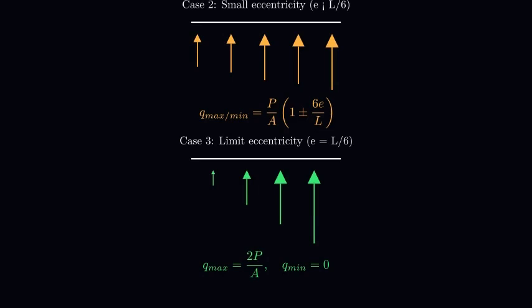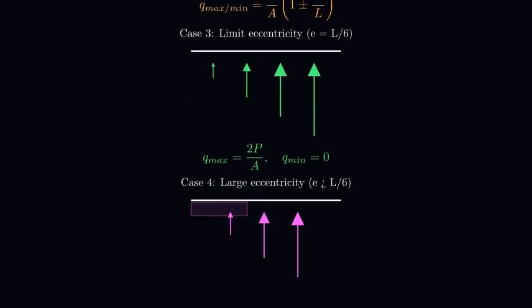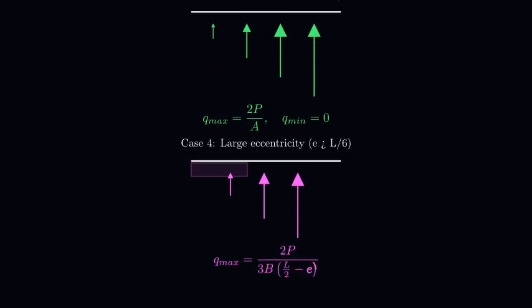Case 4 is large eccentricity outside the kern. A portion of the footing lifts off, so only part of the base carries compression. In that case, the pressure spikes near the loaded edge and follows Q maximum equals 2P divided by 3B times the quantity L over 2 minus E.